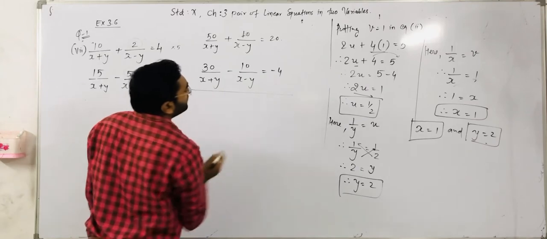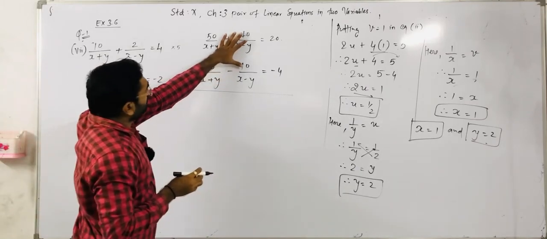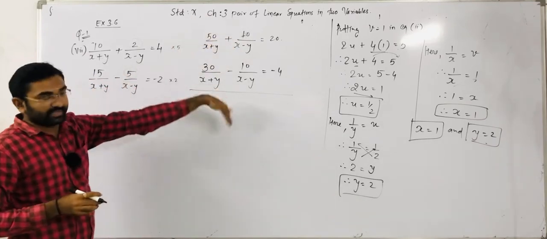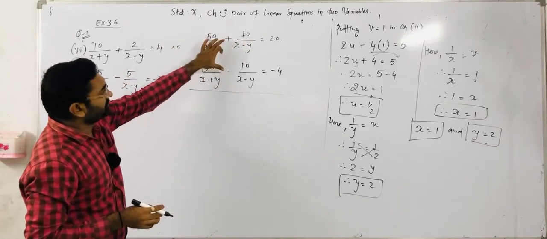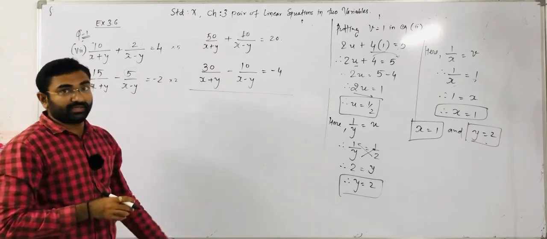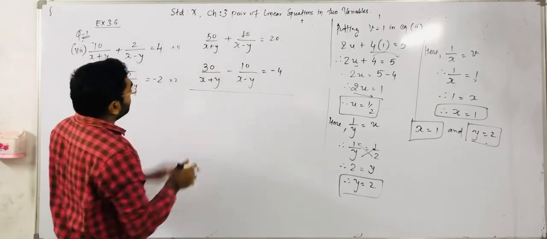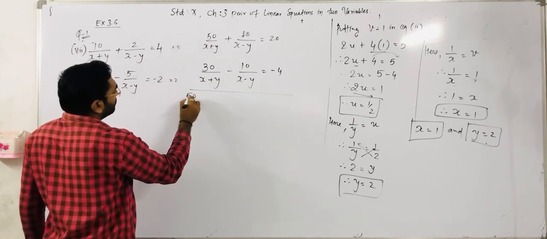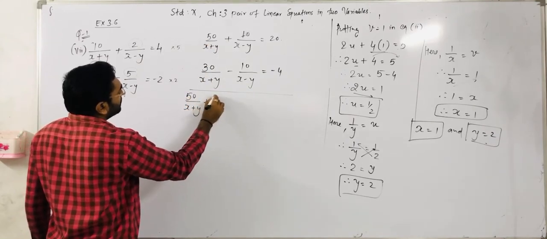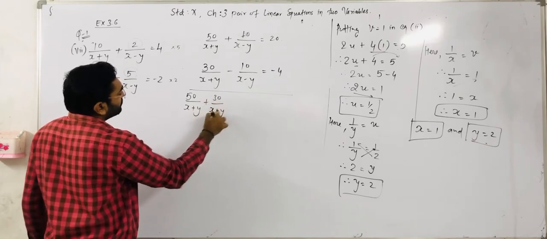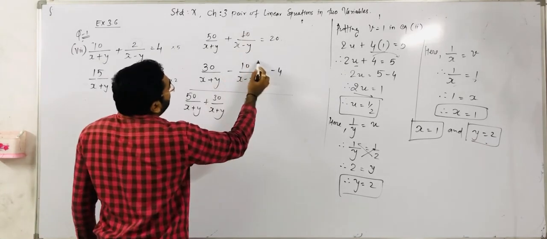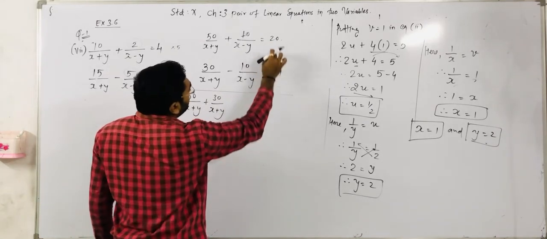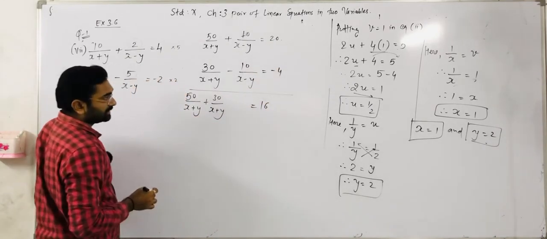Now whenever we apply the elimination method, if the equal coefficients have different signs, we have to add them. If the sign is the same, then we do the subtraction, as we defined in the previous question. So add them: 50 upon x plus y plus 30 upon x plus y. The other term is cancelled out because one term is plus and the second term is minus, equal to 20 minus 4.